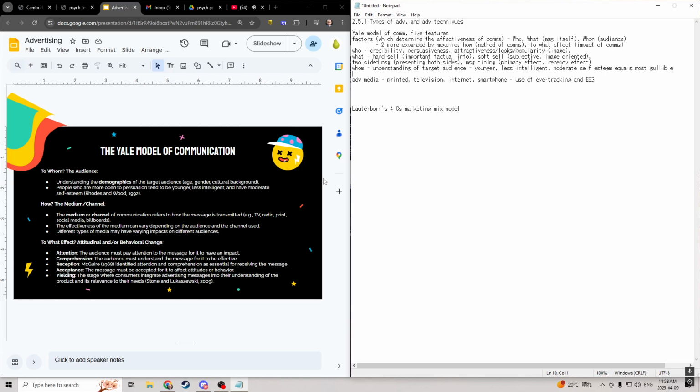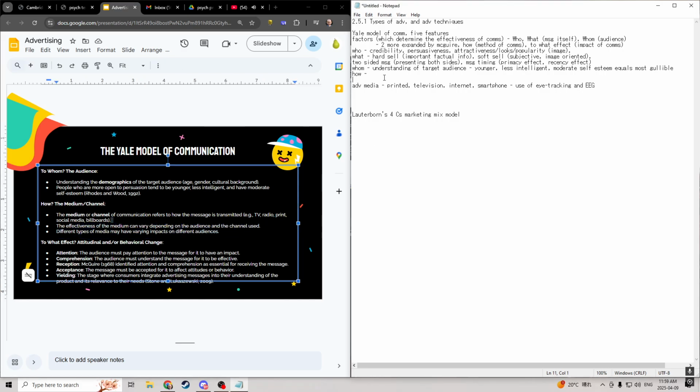And now we're on to how. How, of course, being the medium or the method of communication, right? So, effectiveness of the medium can vary depending on the audience and the channel used. Different types of media may have varying impacts on different audiences. Effects of the medium can vary depending on the audience and the channel used. Okay, so these are just saying the same thing.